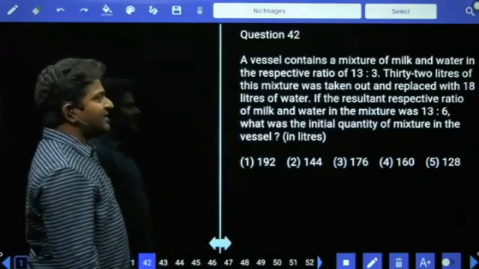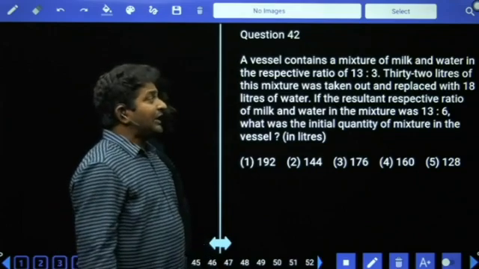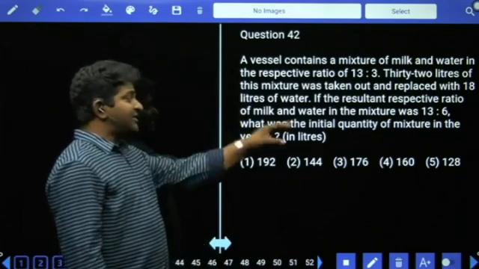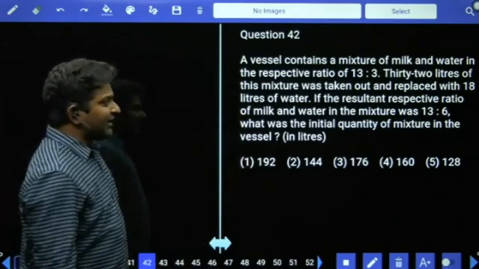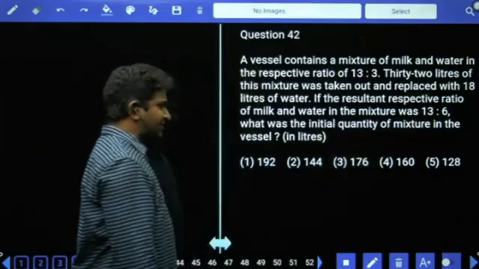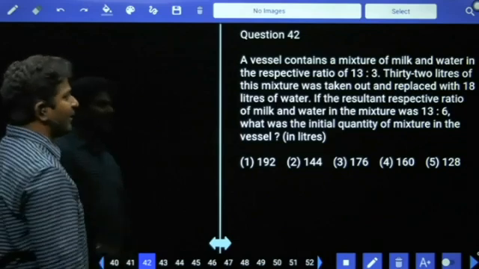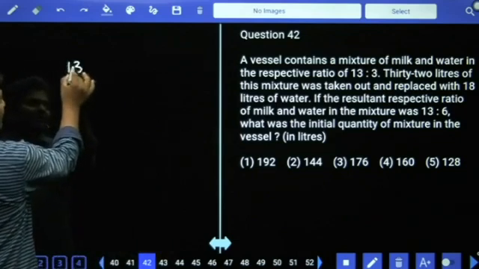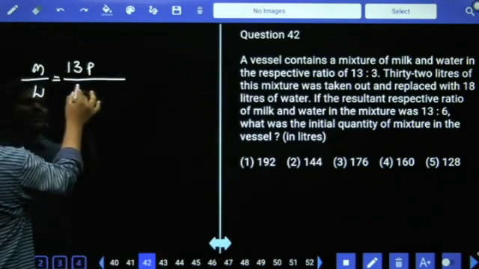A vessel contains a mixture of milk and water in the respective ratio 13:3. 32 liters of this mixture was taken out and replaced with 18 liters of water. If the resultant respective ratio of milk and water in the mixture is 13:6, what was the initial quantity of mixture in the vessel? Right now, the initial milk quantity and water quantity are 13 parts and then 3 parts.